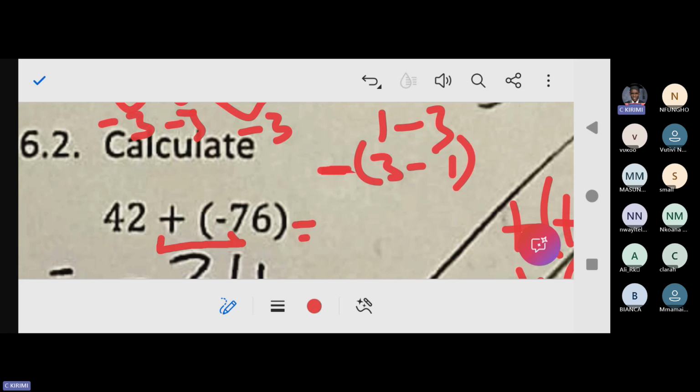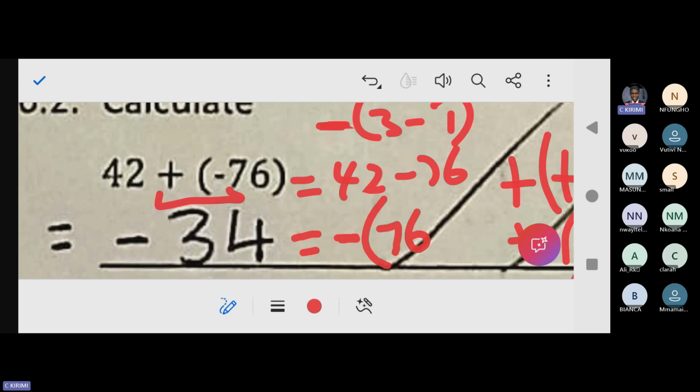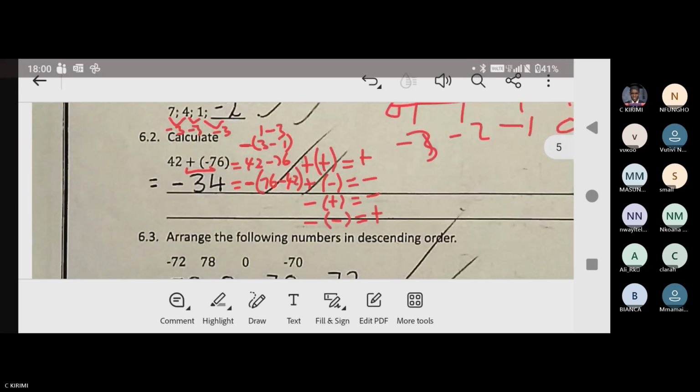So I'm just going to say it's 42 minus 76, which is the same as, you reverse the order, if you find it difficult, minus bracket. Then you use the bigger number first, 76 minus 42, which you know from grade 5 and 6. You get your answer, 34, but there's a negative outside, negative 34. So that's how you go about it with integers, very easy.